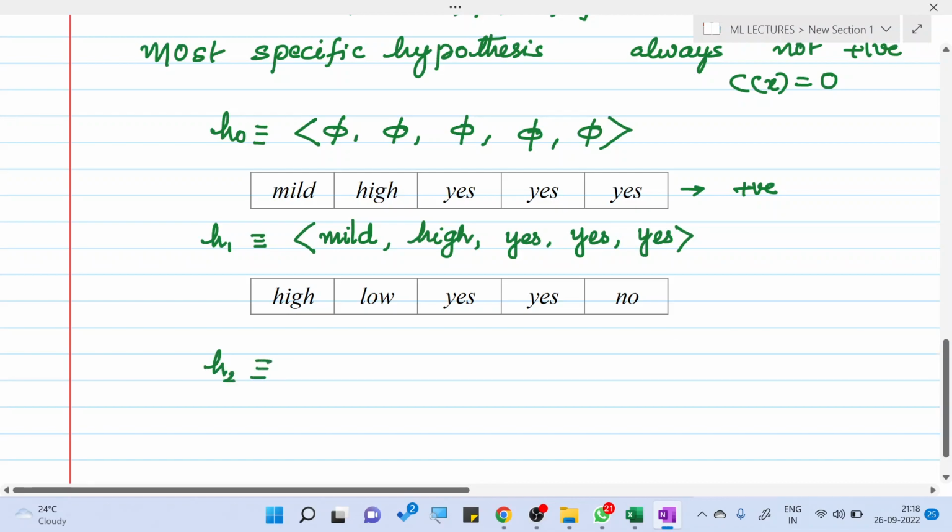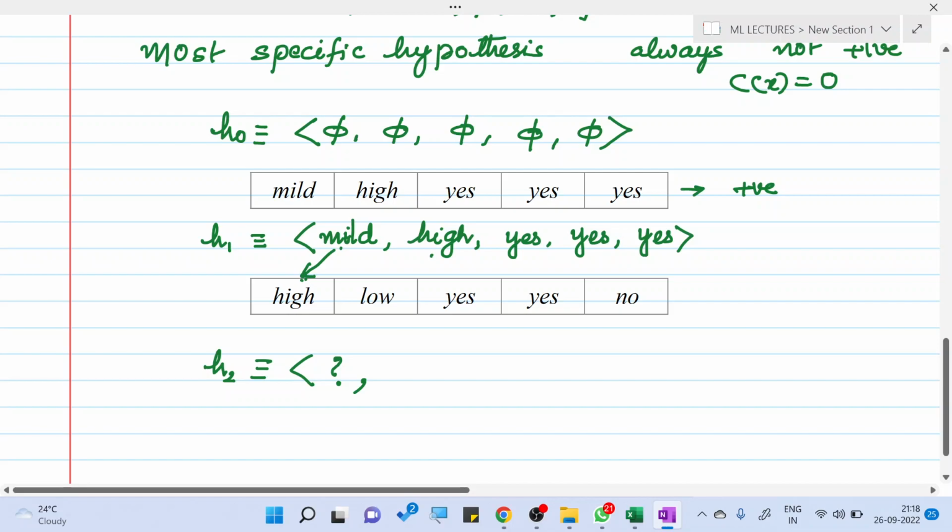H1 says cough should be mild for a positive person. My example says, because this is positive, that if a person has mild cough or high cough, both may result in positive. That means both values are accepted, mild as well as high. So to accommodate both the values, I will write a question mark. That means I can accept both the values.